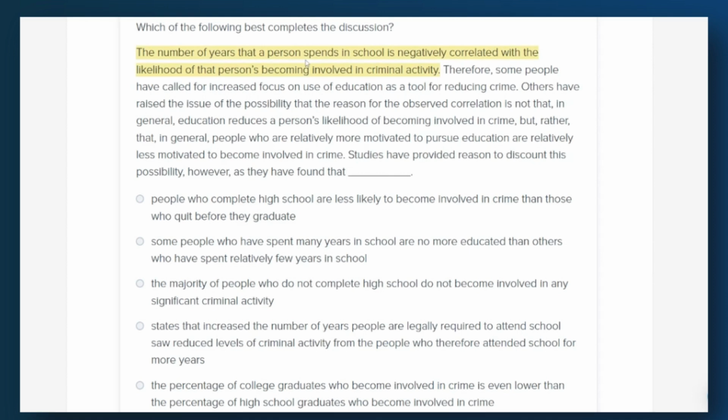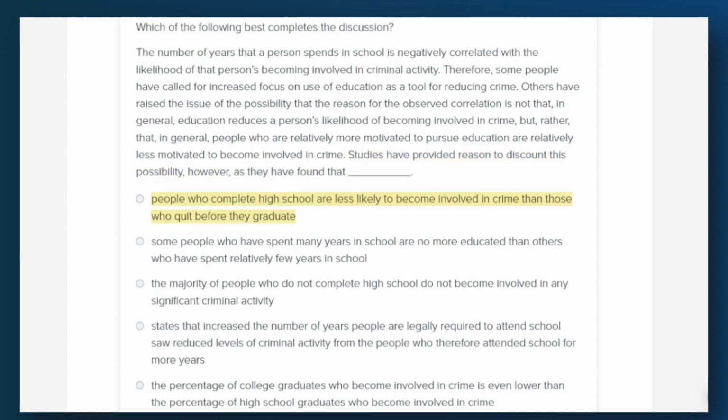Anytime there's something like this first sentence, I like to doodle it out in my workbook so I can make sure I'm keeping the relationships straight. In response to this, some have called for increased focus on education to lower chances of criminal activity. Others have wondered if the people more drawn to pursue education are less drawn to a life of crime, and that forcing everyone to go to school for more years wouldn't lower criminal tendencies at all because it's a personal motivation issue, a third issue causing both. Notice how the last sentence sets up the answer we're looking for. Let's see what fits best.